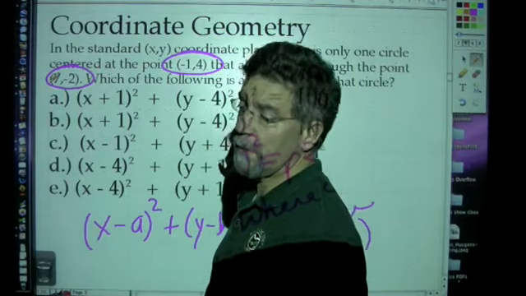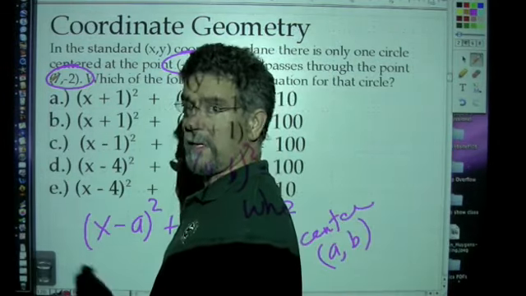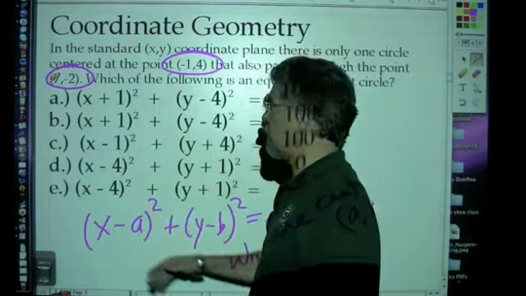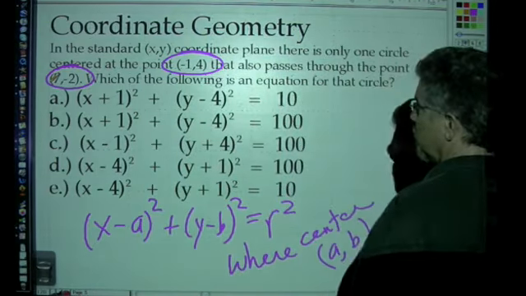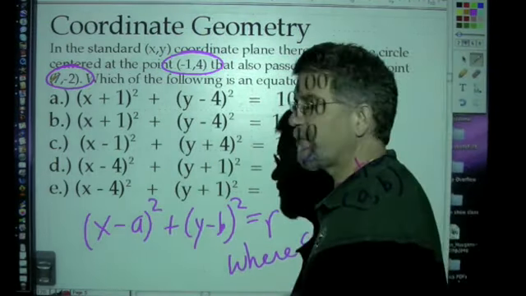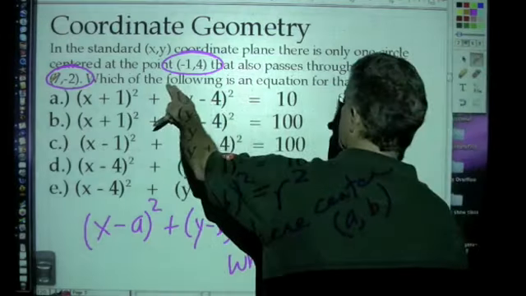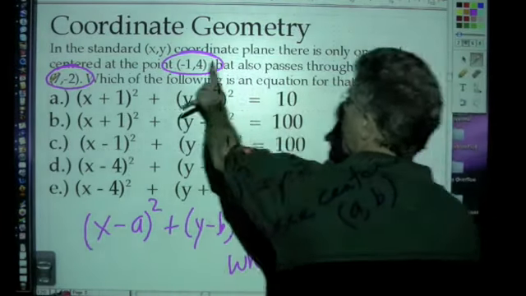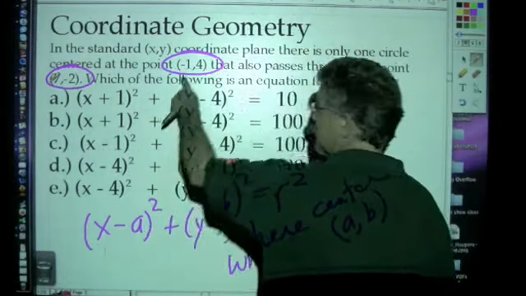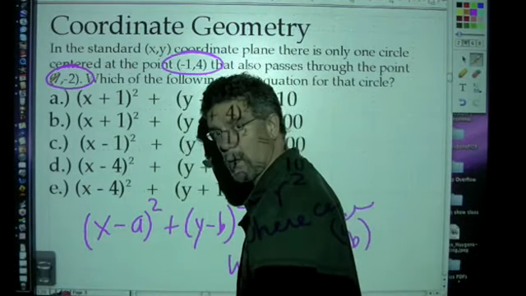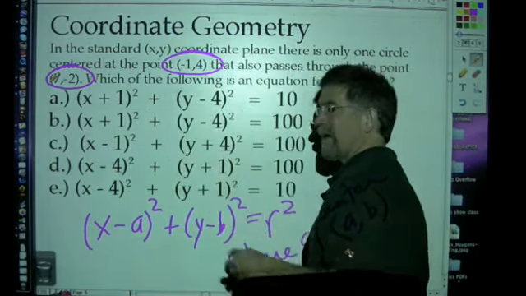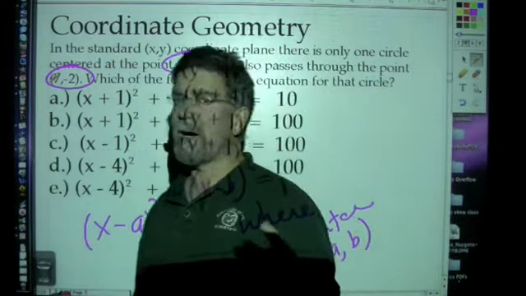Now maybe I can get lucky and I don't have to worry about that because it'll self-destruct by the time I get to the r, meaning that I'll find the answer before I have to worry with the r. Which of the following is an equation for that circle? Well, I know it's going to have to be x minus a minus 1, or x plus 1, and y minus 4.